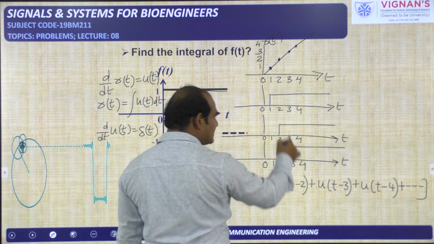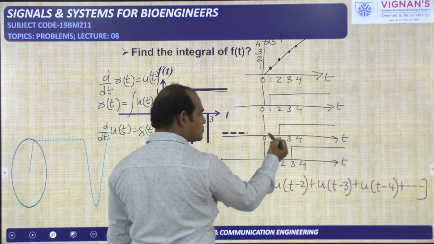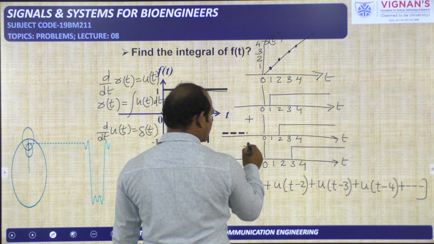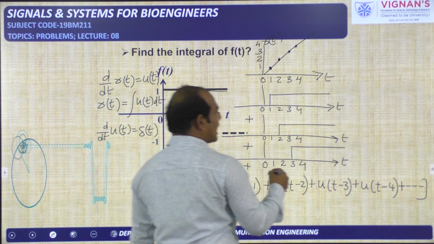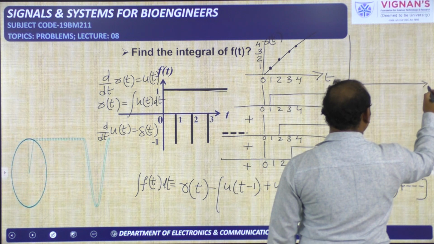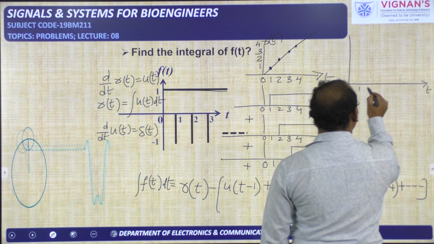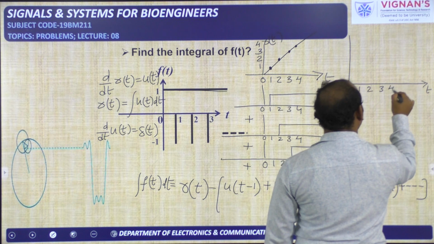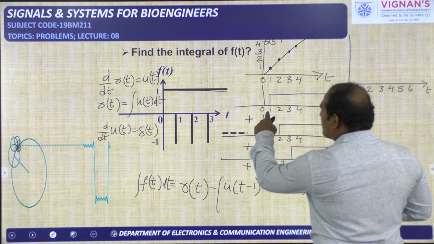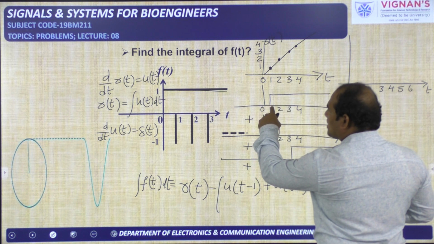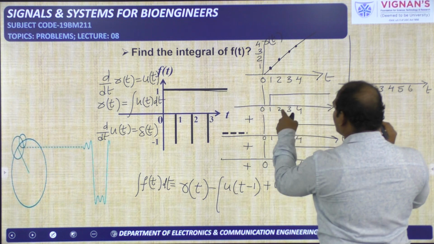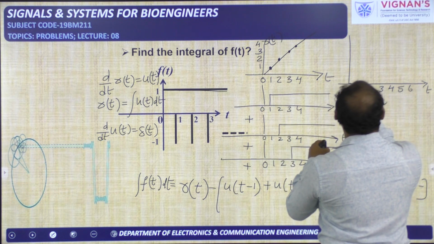So first I will add all these things, u of t minus 1, u of t minus 2, u of t minus 3 and so on. Okay, so plus, plus, plus and so on. I will get that one like this: 0, 1, 2, 3, 4, 5, 6 and so on. So if you see u of t minus 1, there is no amplitude between 0 and 1. But from 1 to infinity, when t is changing from 1 to infinity, amplitude is 1.